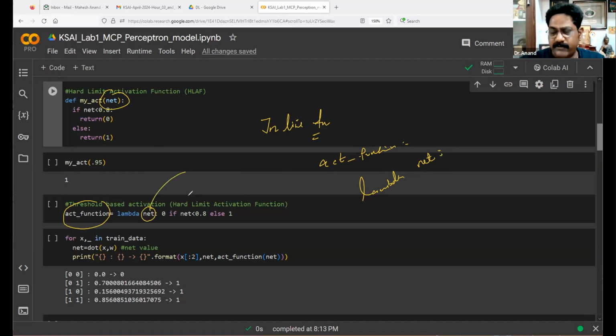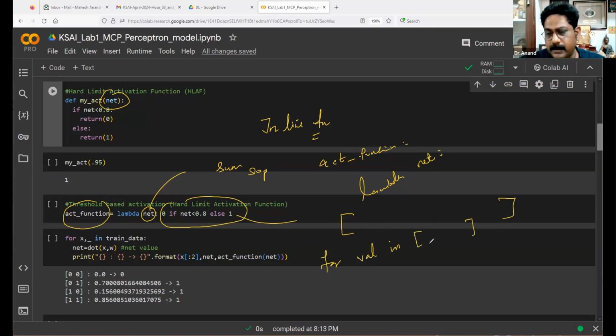See, this is user defined. You can use any name for it. Not necessarily should you put net here. It is just a user defined value, or you can even call it sum or SOP, sum of products. Any name you can give it. And how do you write this? This is something like a list comprehension in Python. You are familiar with the list comprehension. For val in, we map to a certain range and we give a condition to this val, right?